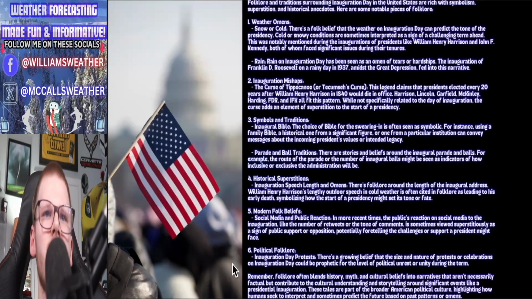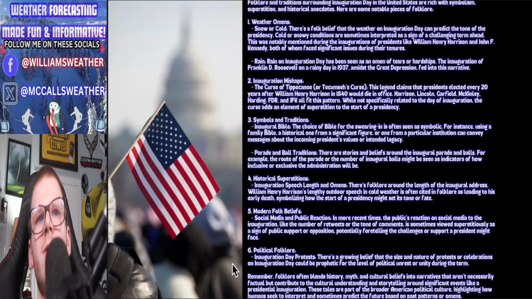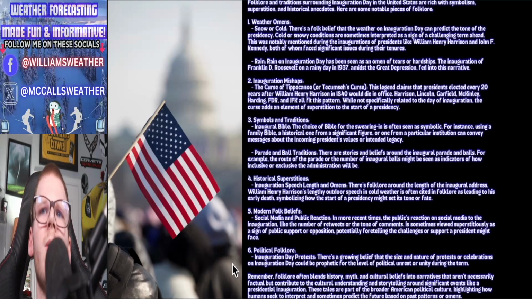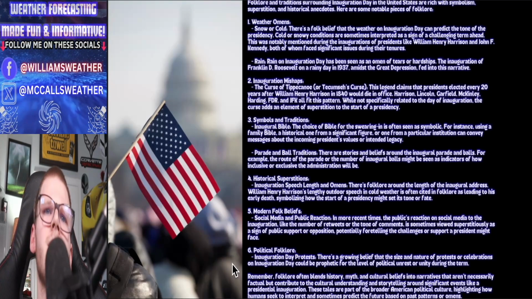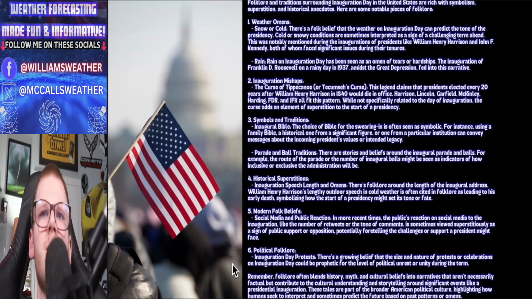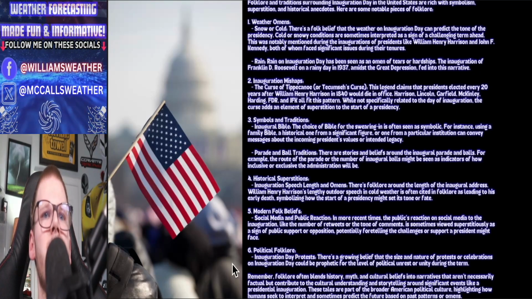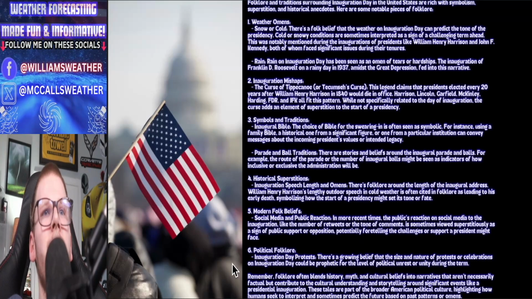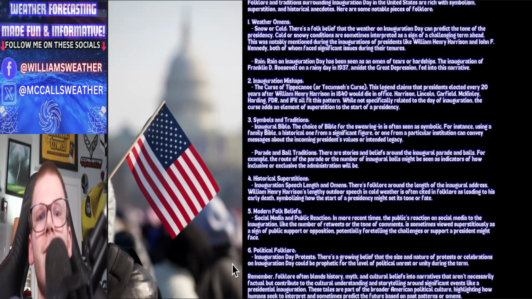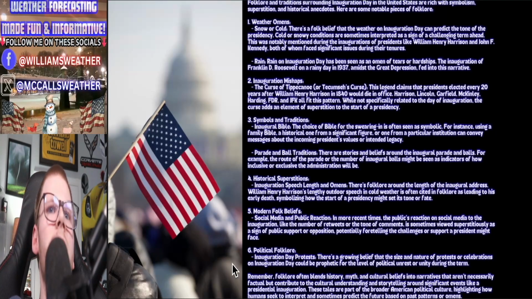Number 4 is the last one I'll go through here. Inauguration speech length and omens. There's a folklore around the length of the inaugural address. William Henry Harrison's lengthy outdoor speech in cold weather is often cited in folklore as leading to his death, of course, symbolizing how the start of a presidency might set the tone of the upcoming presidency. So it's looking like Trump's going to be having a challenging time ahead because it's going to be a cold one, but that's with every president.